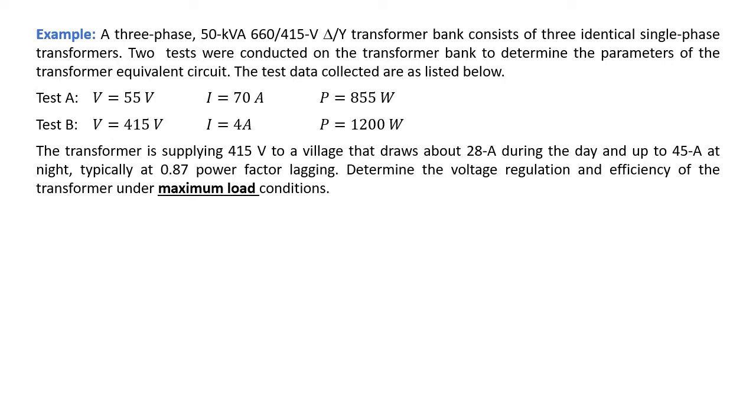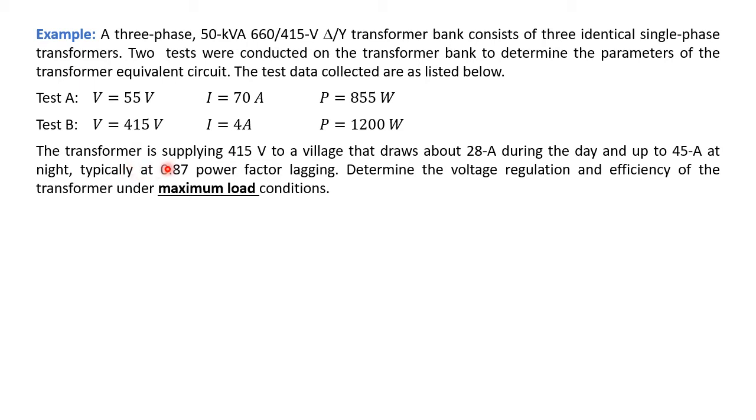Right, so we have in this example a three-phase 50 kVA 660/415 volt delta-Y transformer bank. Two tests were conducted on the transformer bank to determine the parameters, and the test data are given: test A voltage, current and power, test B voltage, current and power.